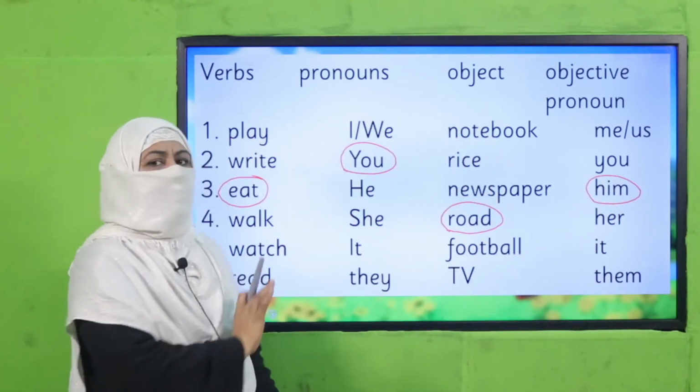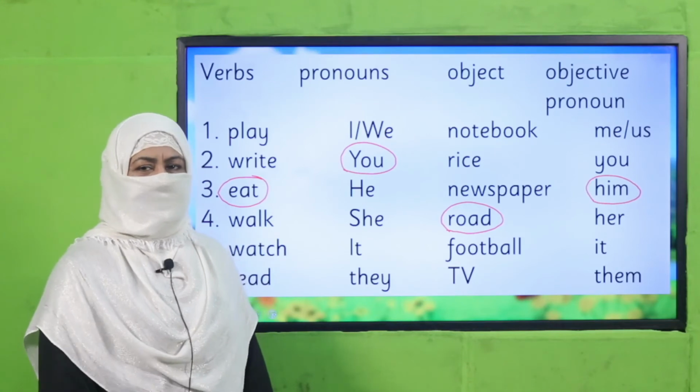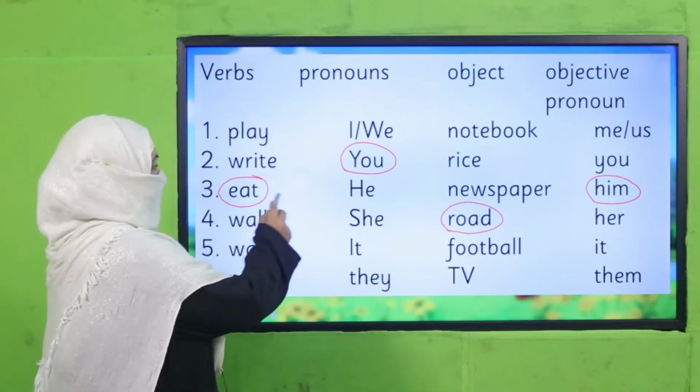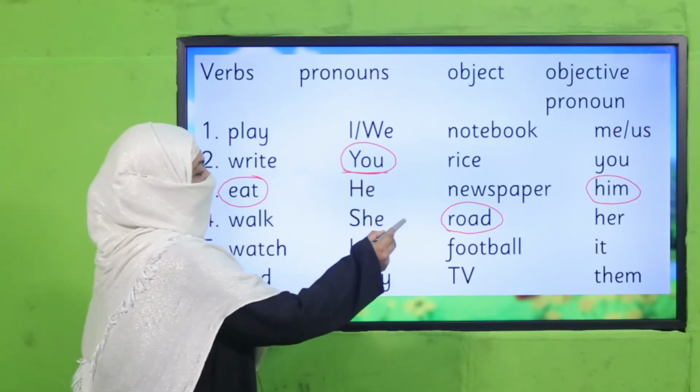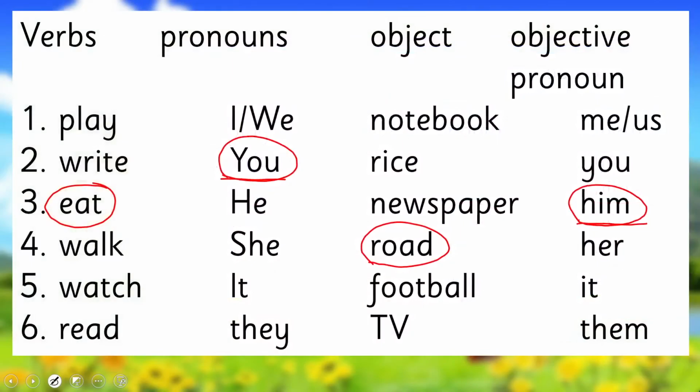Now, these 4 words are for you. You are going to make a funny sentence by using these words. So, you asked him to eat the road. That's funny. You understand? This is how you will use subject pronouns, object pronouns, and verbs together and make a sentence by rolling the dice. Understand? Okay, pause the video, enjoy this activity, and then come back.